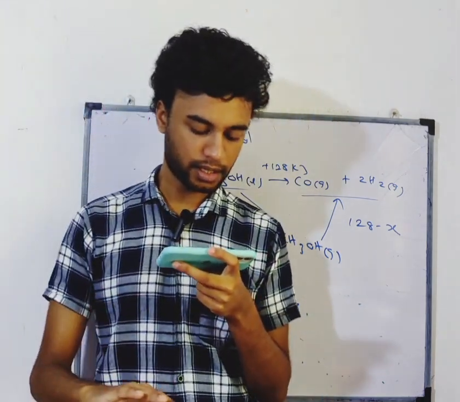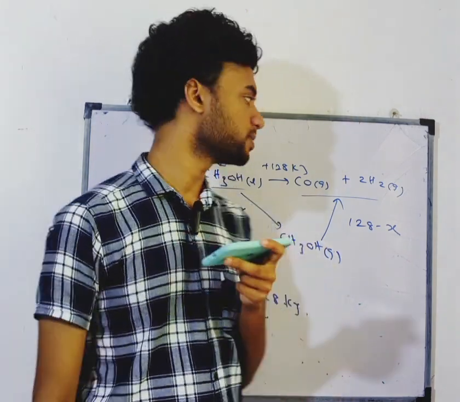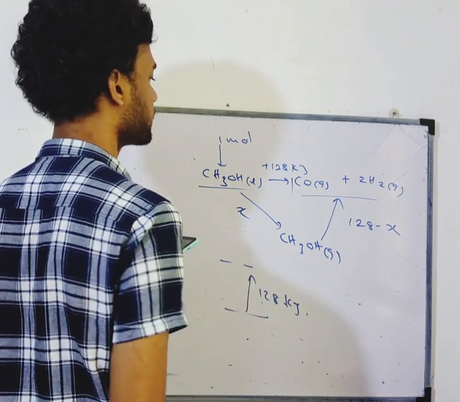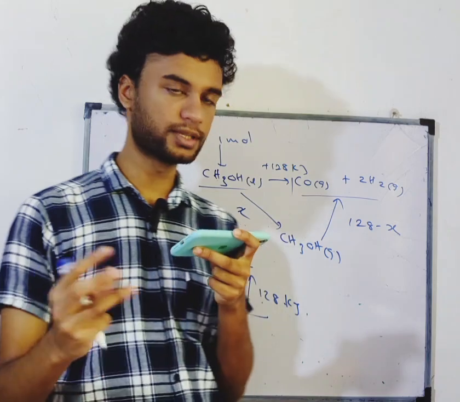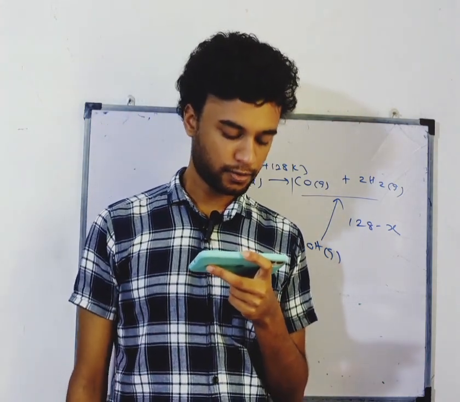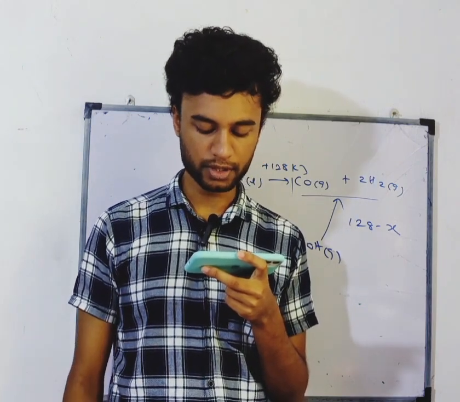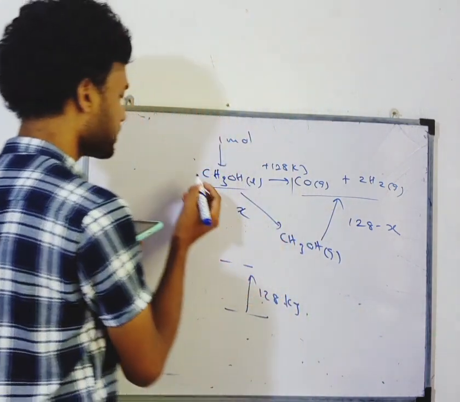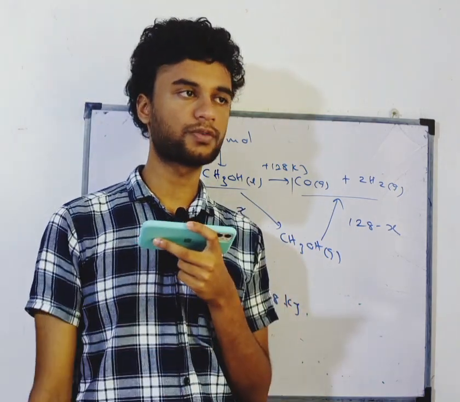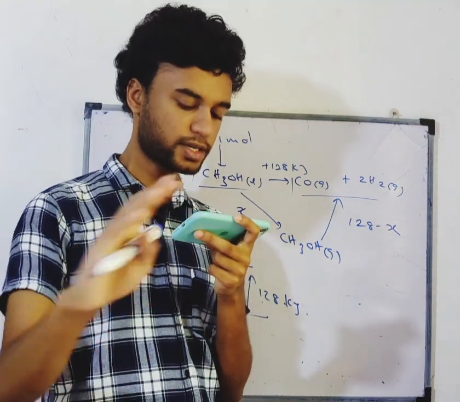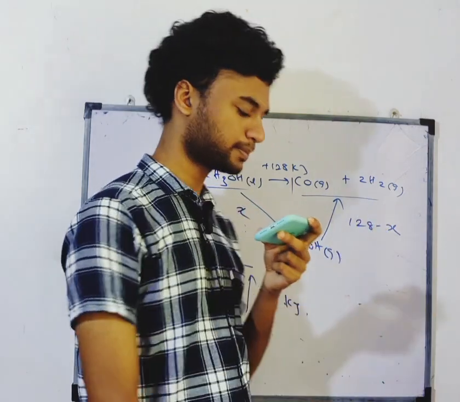Third one: 120 kilojoules of heat is released when 1 mole of CO gas is formed. What do you say? When 1 mole of CO gas is formed, heat is not released, no? It is absorbed. It's an endothermic reaction. Therefore, the third statement is wrong. Fourth one: 120 kilojoules of heat is absorbed during the decomposition of a mole of reactant. When I decompose 1 mole of CH3OH liquid, 120 kilojoules of heat is absorbed. It's an endothermic reaction.